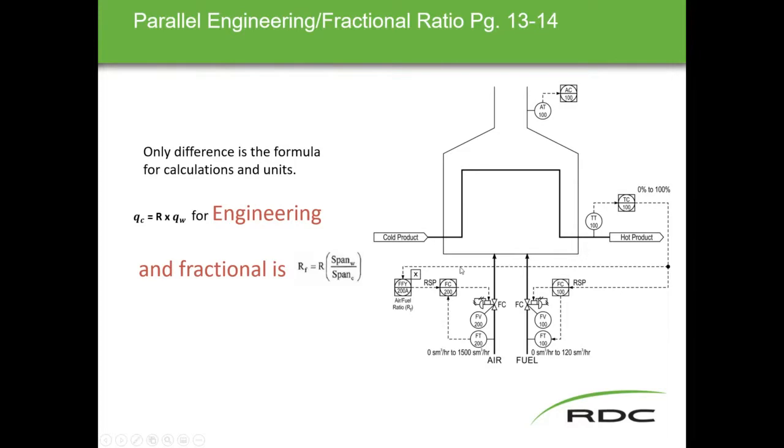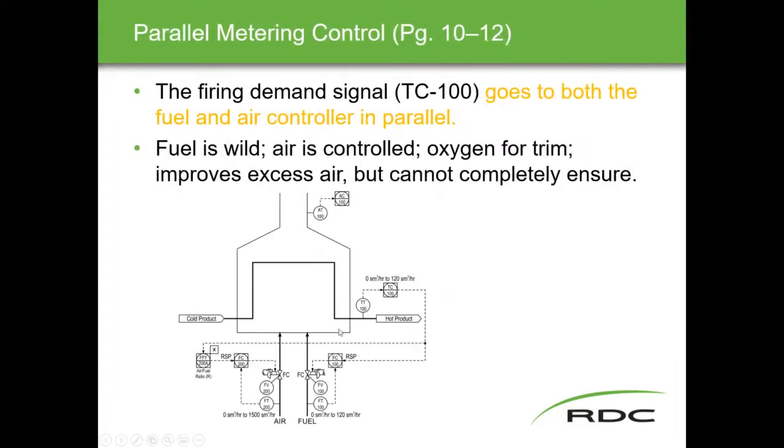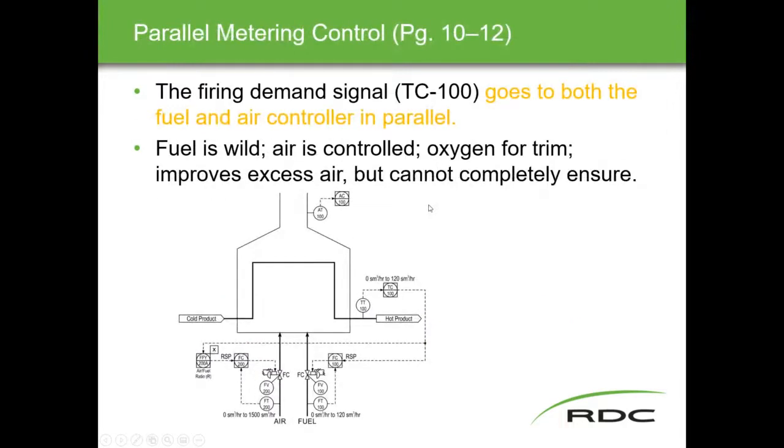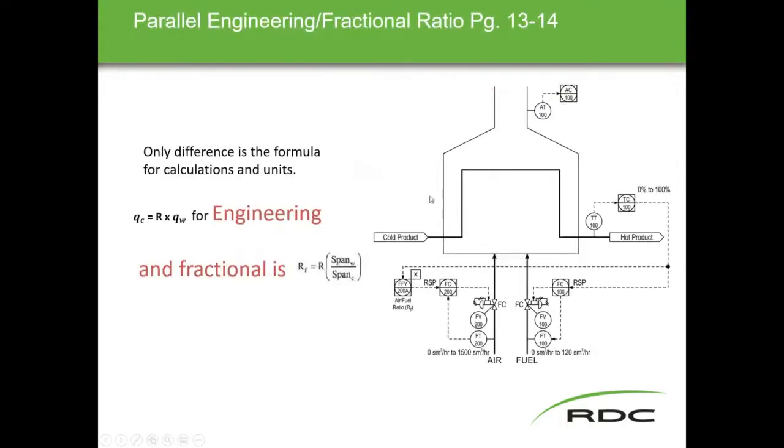They took these out of here. So perfect, we don't have to worry about it. There used to be two other ones. So let's go back here. This one's gone, parallel metered cross limited is gone, and so is characterizing the airflow signal. Hey, you guys are getting things pretty easy here. So we're not gonna worry about it.